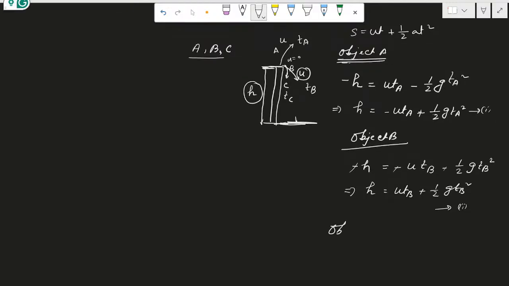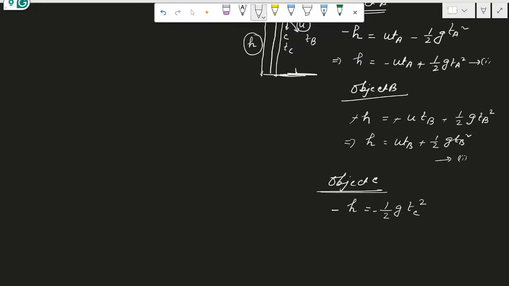And for object C, because it is free fall, the initial velocity is 0, so only the half g term remains, and this is minus h because it is coming down, minus half g tc square. U is 0, so I just neglect the term u tc. This gets cancelled, so h is equal to half g tc square.